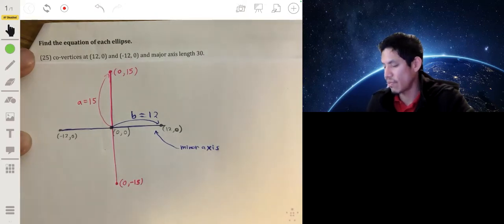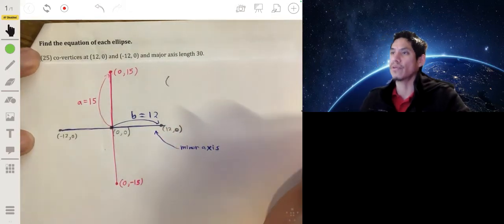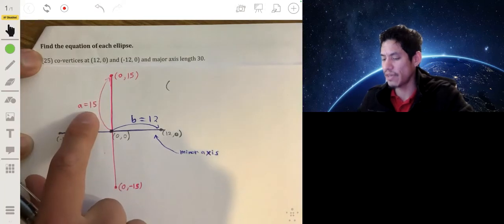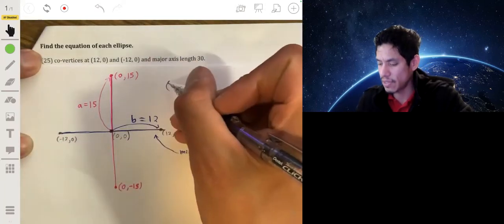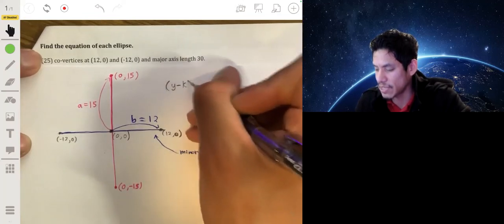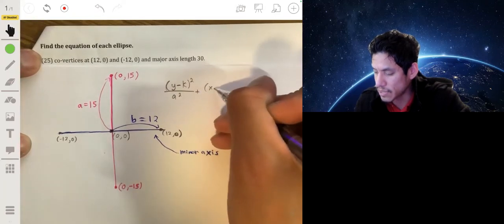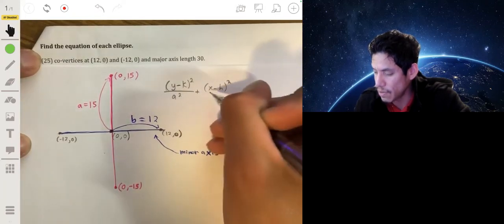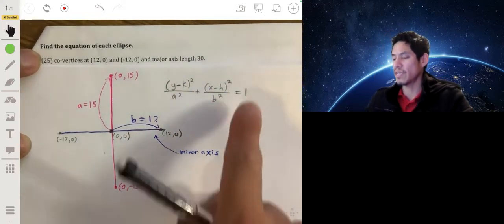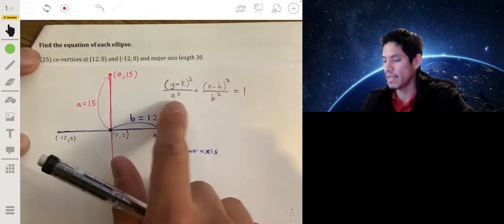So we're going to have our ellipse be vertical because it's taller than it is wide. And so the a squared value will go underneath the y term. So let me just write in general, we'll have (y - k) squared over a squared plus (x - h) squared over b squared is equal to 1. This will be our general equation. So we just fill in the k, h, a, and b.